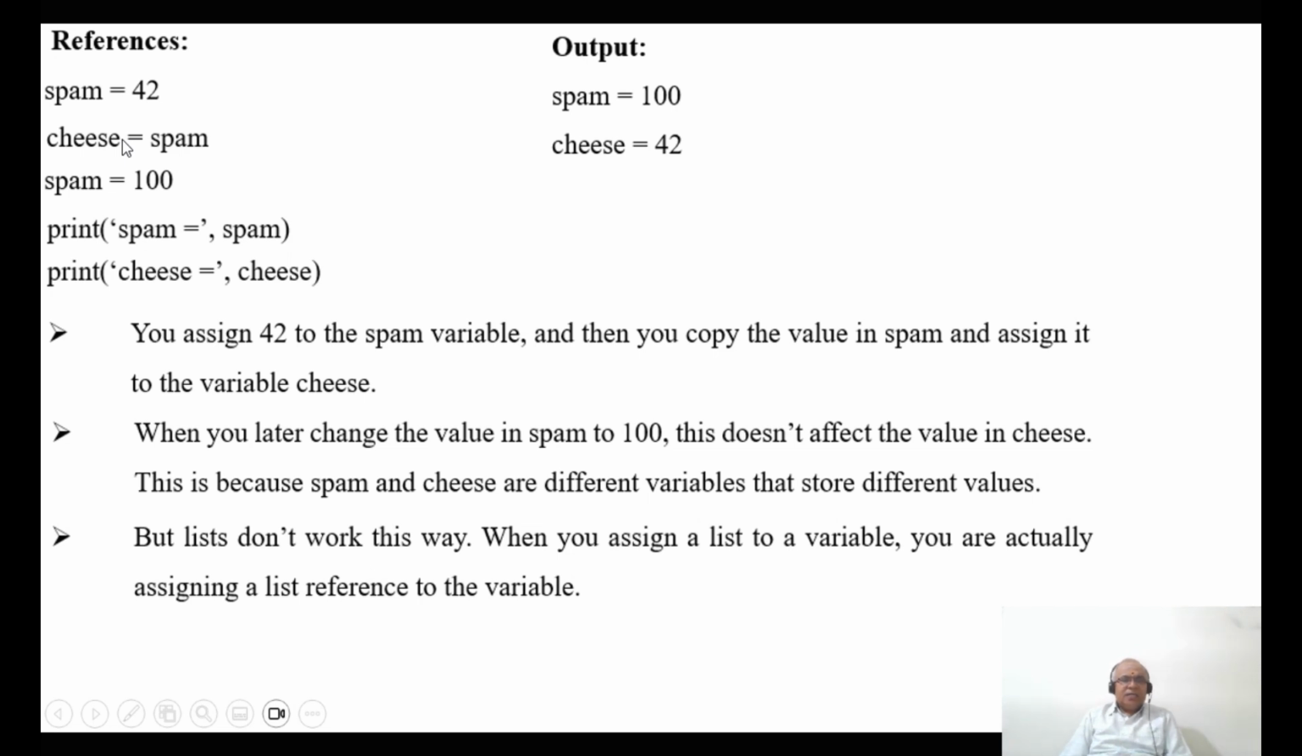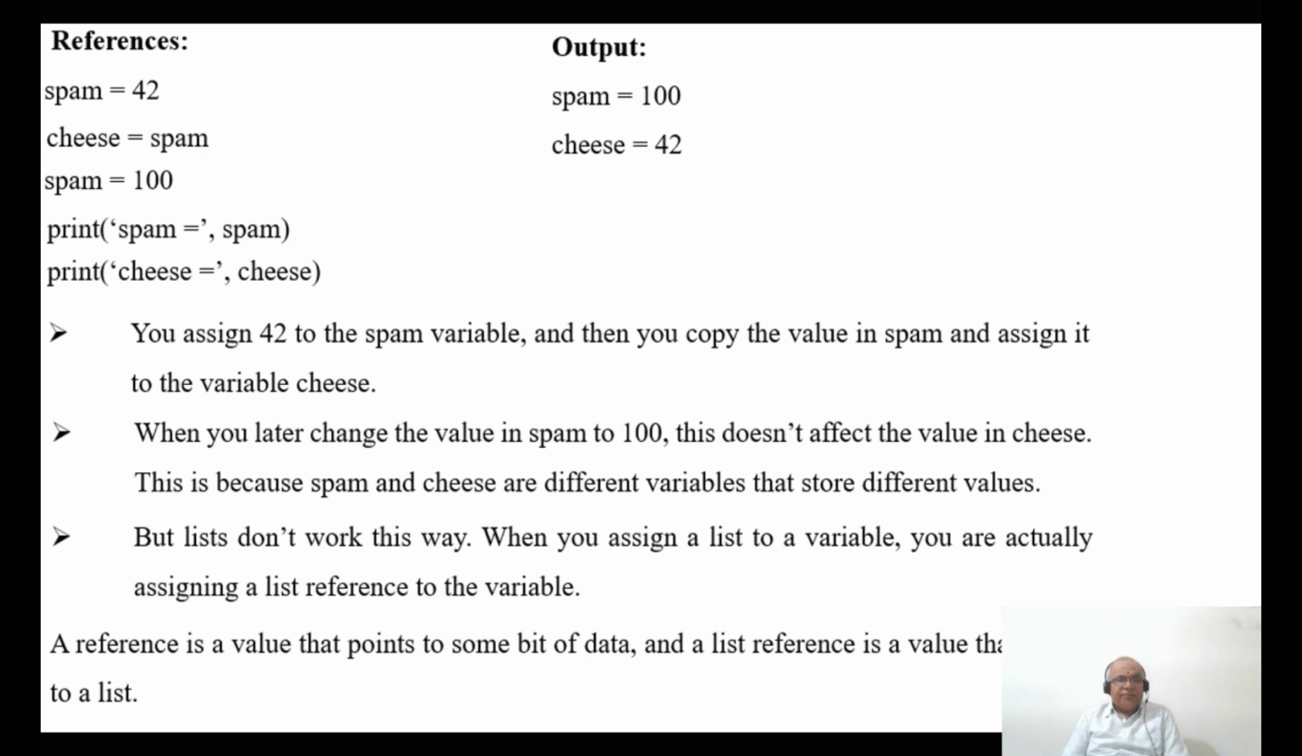But lists don't work in this way. When you assign a list to a variable, you are actually assigning a list reference to the variable. A reference is a value that points to some bit of data, and a list reference is a value that points to a list. Consider this: spam equals 0, 1, 2, 3, 4, 5. This is a list containing the values 0, 1, 2, 3, 4, 5, which is assigned to the spam variable. Then cheese is equal to spam.